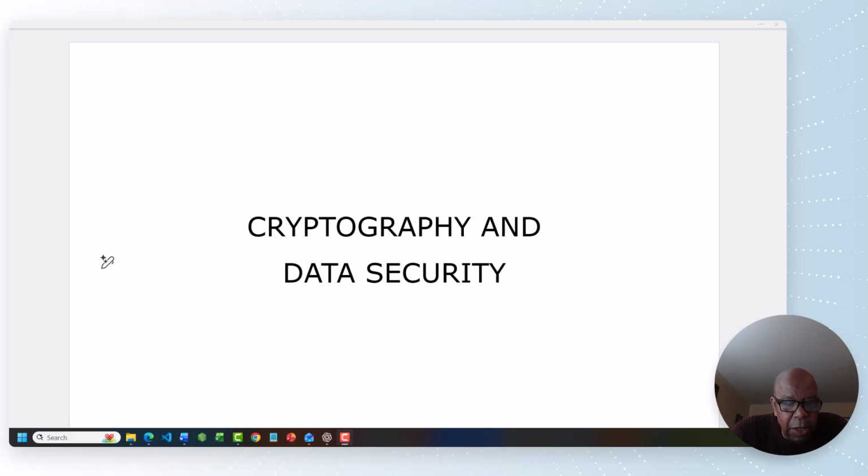Over the next several weeks, we'll be building from the ground up, looking at cryptography and data security. In weeks 1 and 2, we'll be talking about the mathematical backbone of cryptography. Again, you don't have to be a math major. We'll explore such things as modular arithmetic, prime numbers, and how keys are built.